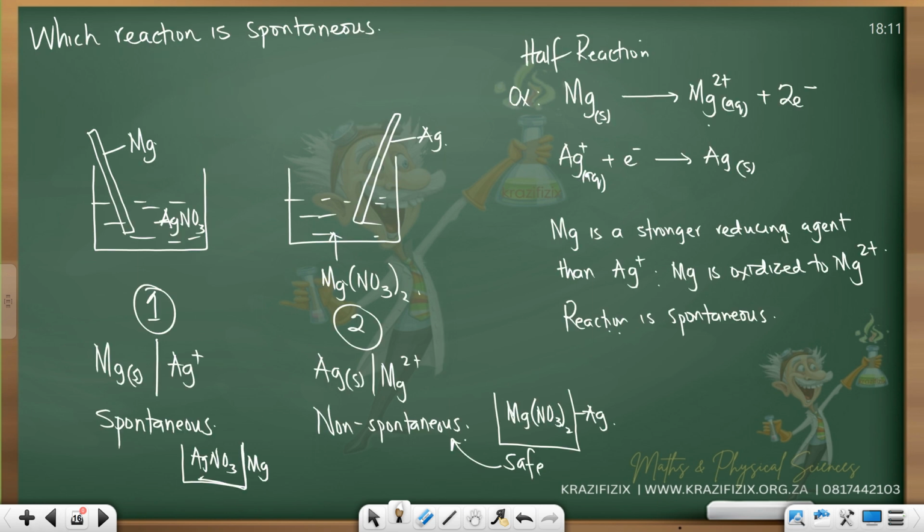All right, you just came back. Check your answer. Which one is spontaneous, 1 or 2? All right, good. And that's your answer there. Mg is a stronger reducing agent than Ag plus. Therefore, Mg is oxidized to Mg2 plus. Reaction is spontaneous. Case closed. 4 marks.